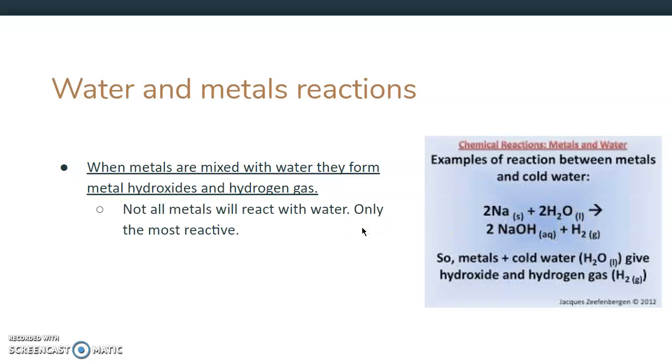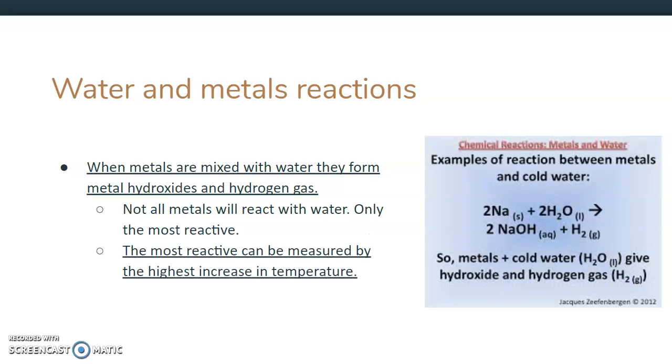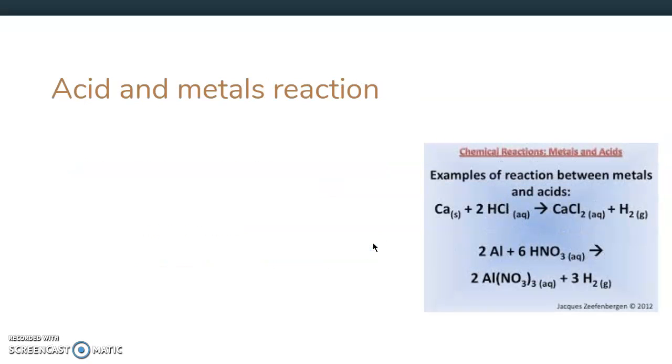So not all metals will react with water, only the most reactive ones, which is important to remember. The most reactive can be measured by the highest increase in temperature. So if we had a thermometer in our water and just measured the temperature before and after we place our metal in there, that would allow us to determine what is most reactive.